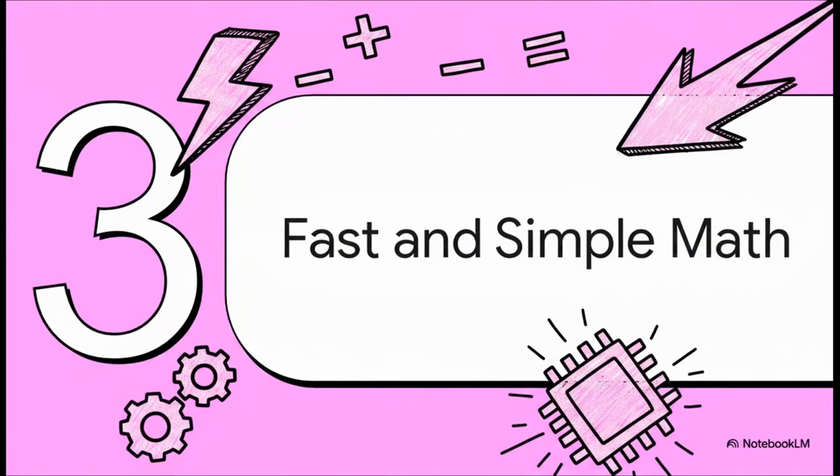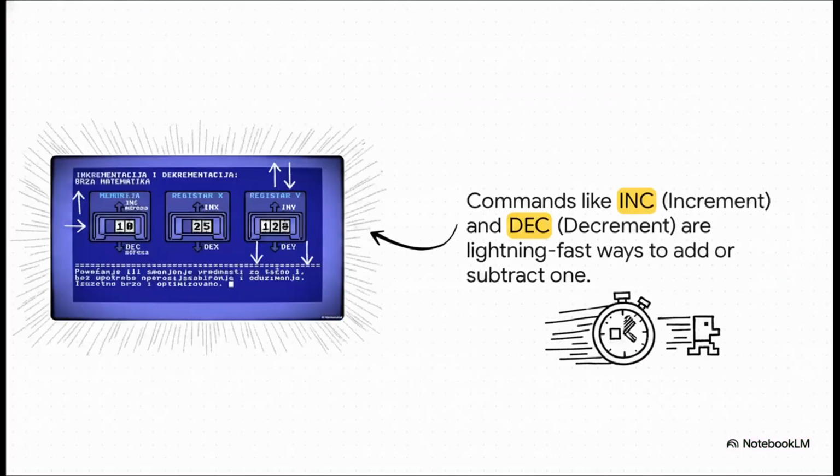Now, alongside all this clever data management, speed was absolutely everything. And for the most common math operation of all, just adding or subtracting 1, assembly gave programmers these dedicated lightning-fast commands. These commands are INC for increment and DEC for decrement. And they are hyper-optimized right at the hardware level. So instead of some multi-step addition routine, it's just a single instantaneous command.